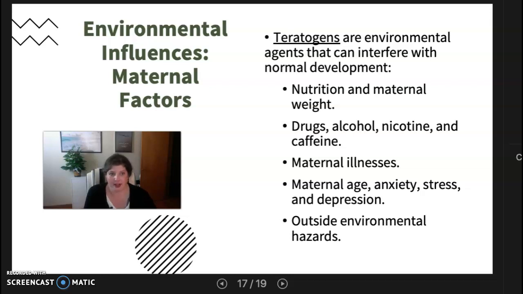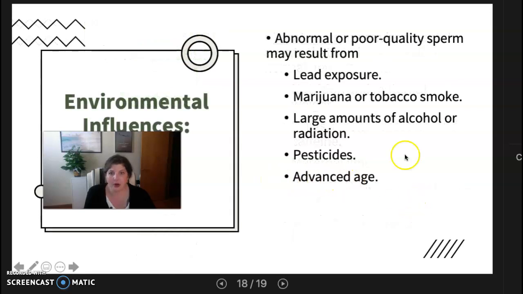Oh, and I think the next slide talks about men, the paternal factors. Yeah, so same thing for marijuana and tobacco.